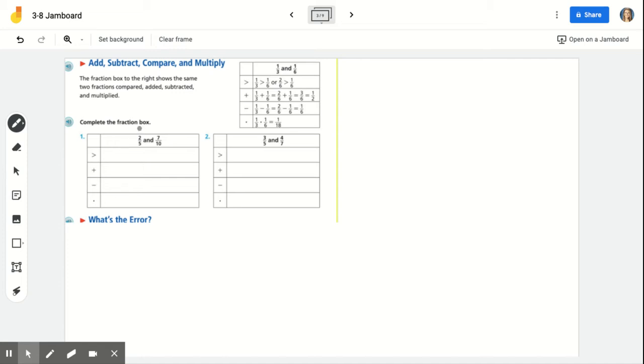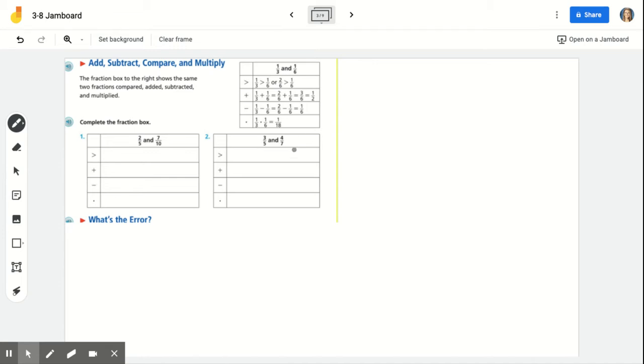So for number one, we'll do this together in the video. It's comparing, adding, subtracting, and multiplying the two fractions 2/5 and 7/10. And I'm going to be showing you exactly how I want you to do it on your whiteboard because you're going to be doing that for number two on your own. And we're going to be working a lot with these fraction boxes in the coming lessons as warm-ups and independent work. So please follow along and I'll show you the expectations on how to do this when you do them on your own.